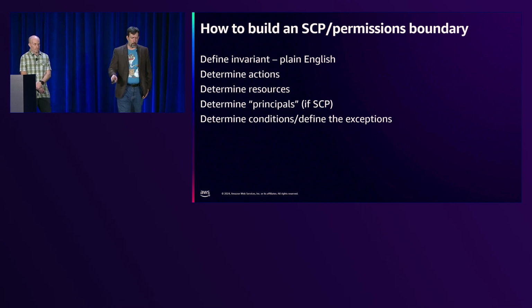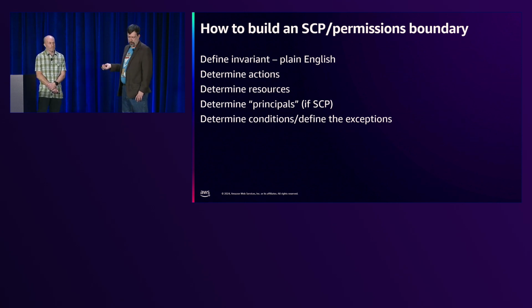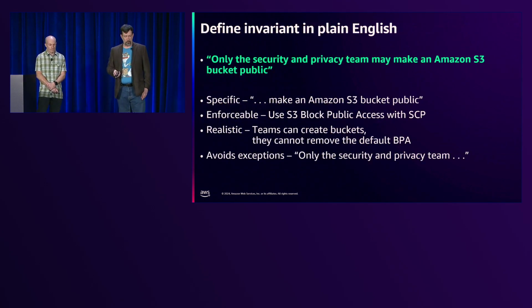If you have a service control policy, determine if any of the principals apply. But really, it comes down to the conditions and the exceptions. So again, defining it in plain language: only the security privacy team can make an S3 bucket public. Specific around make S3 bucket public. Enforceable: we're going to use S3 Block Public Access in conjunction with a service control policy.